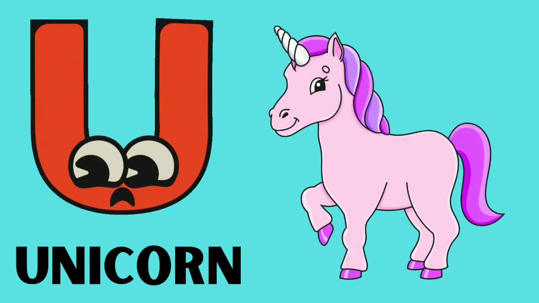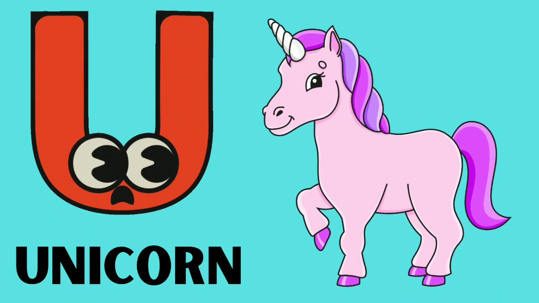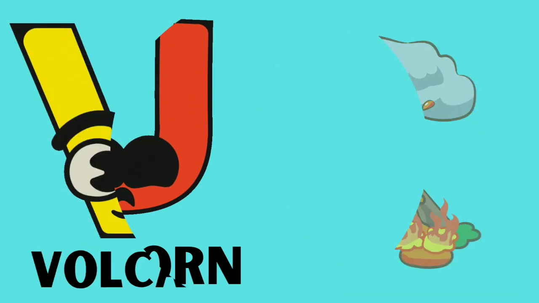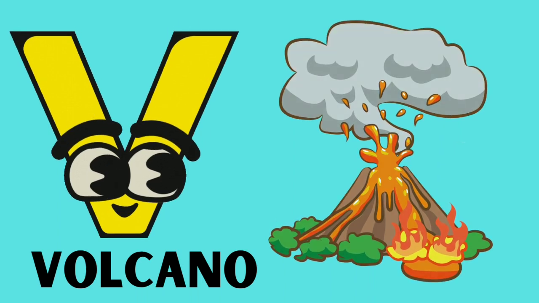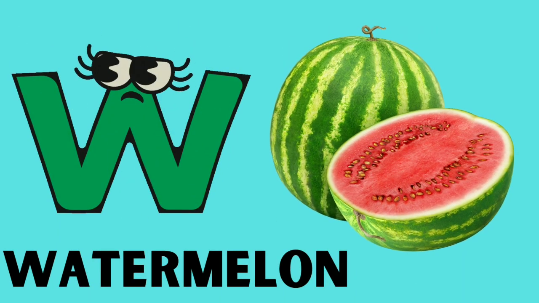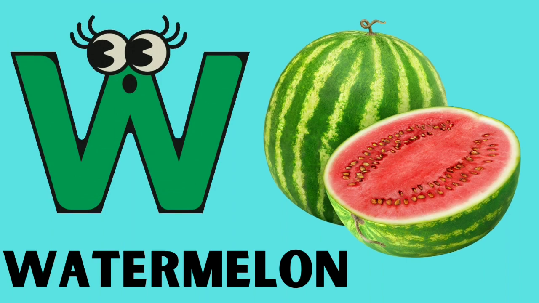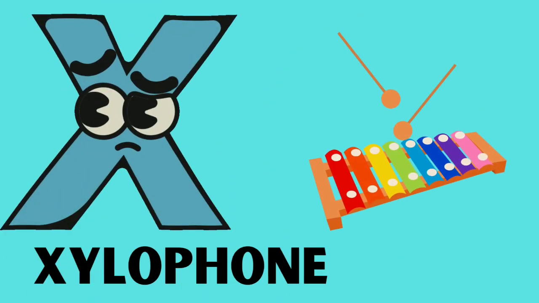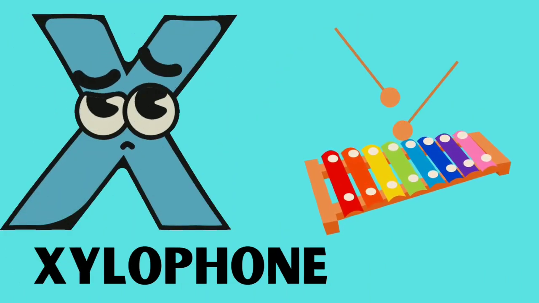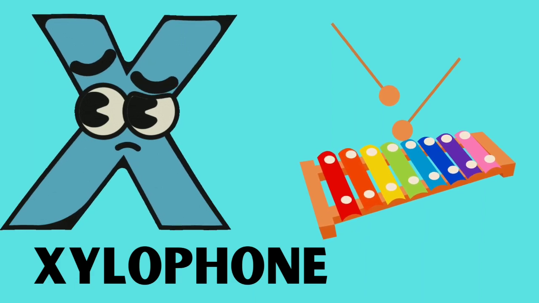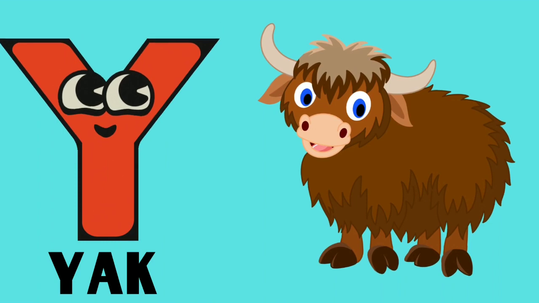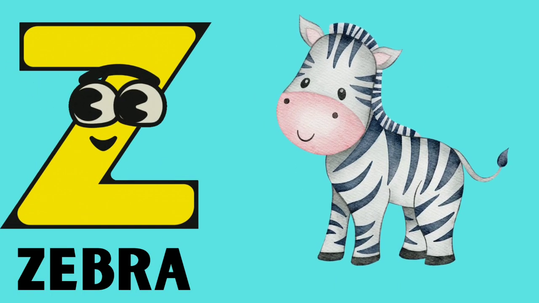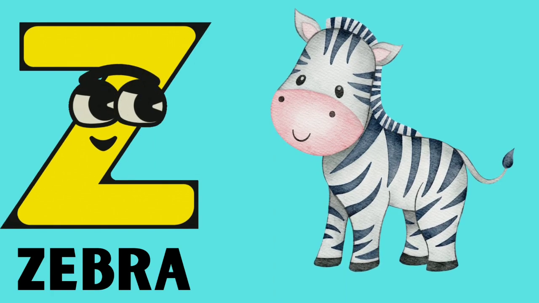U for unicorn. V for volcano. W for watermelon. X for xylophone. Y for yak. Z for zebra.